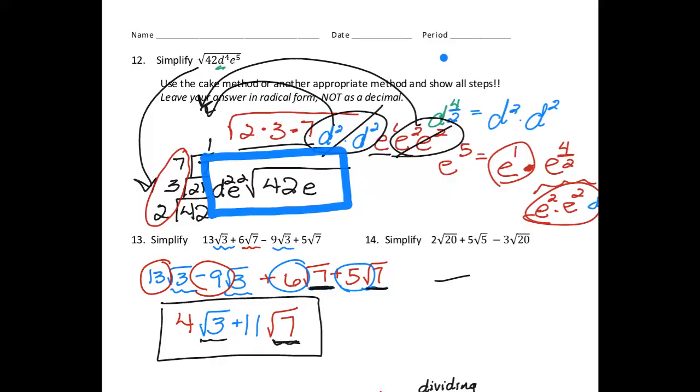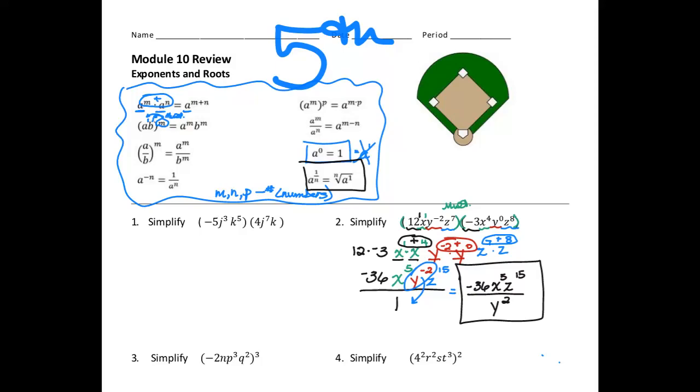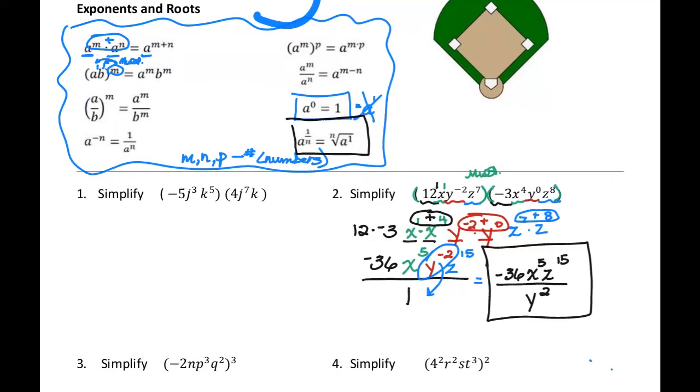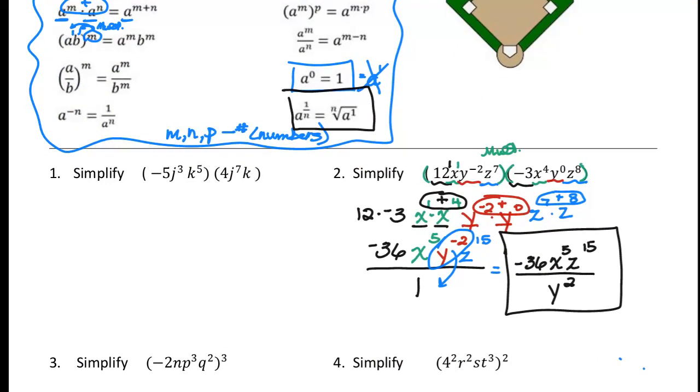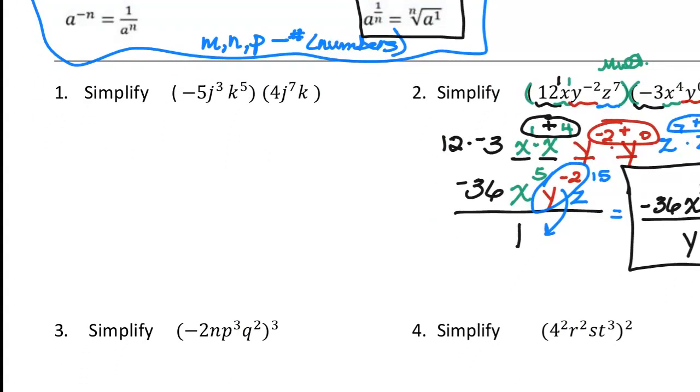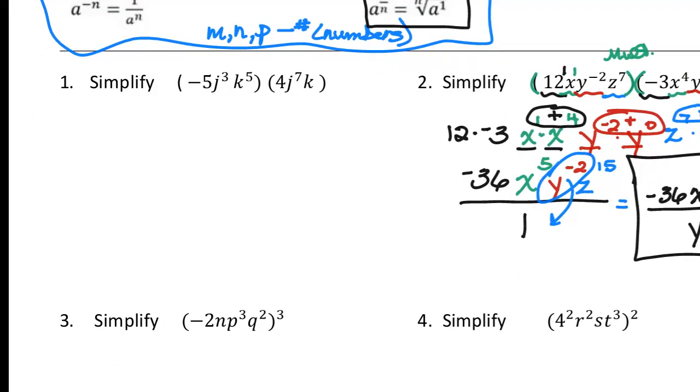Other questions? We probably could do one more. Let's take a look at 1. Simplify. What is the main operation happening here, Kamari? Am I adding, subtracting, multiplying, or dividing for number 1? Multiplying. Yes, we are multiplying.